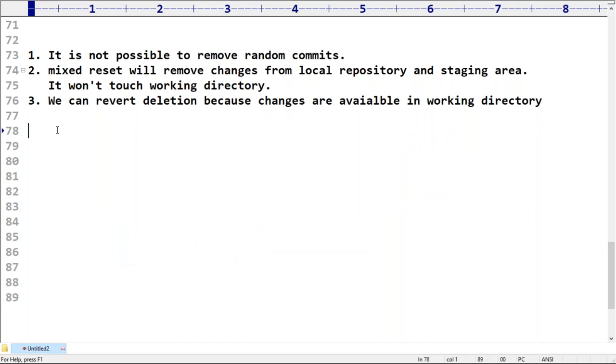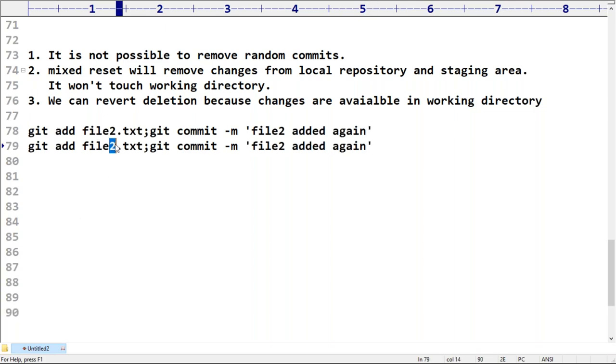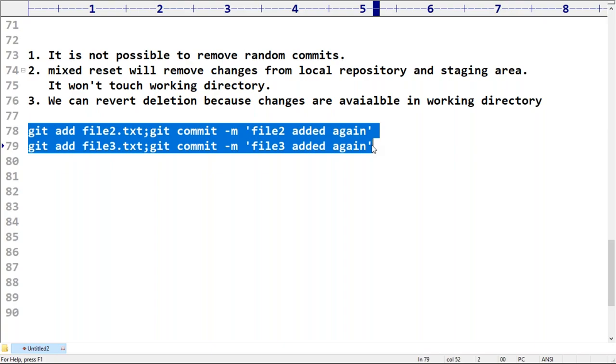What I have to take is git add file2.txt, git commit -m "file2 added again". Next, after that, git add file3.txt, commit "file3 added again". Sir, even git add file1 file2 in the same, no problem at all, because I want multiple commits. That's why I'm just taking two lines, don't worry.